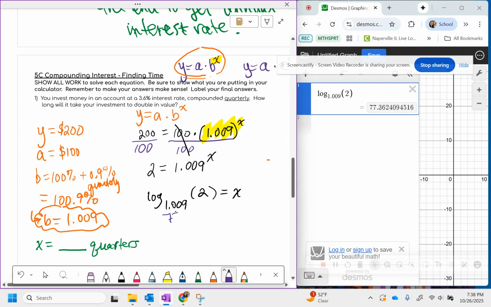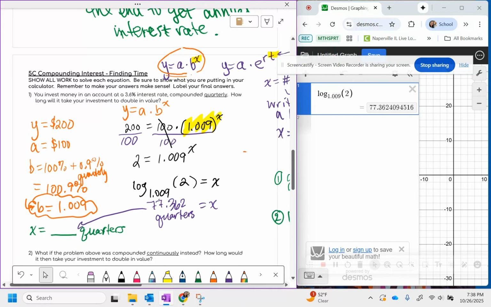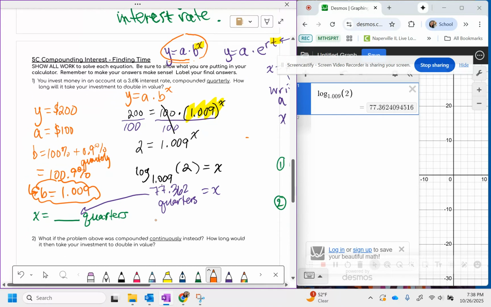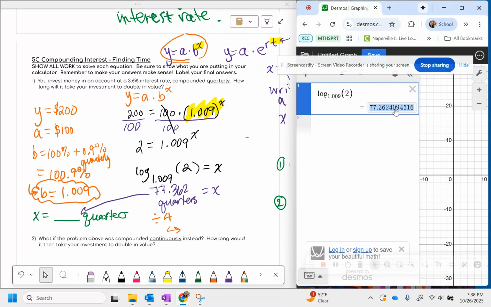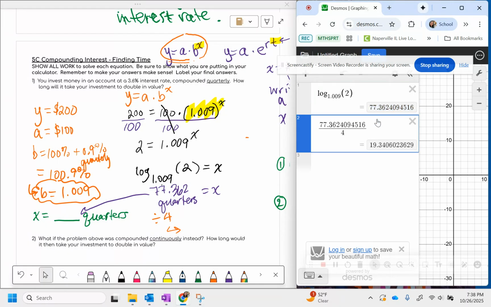So then I get 77.362. Remember, that is a number of quarters for my x. And so then to figure out how many years that is, there are 4 quarters in a year. And so then I will divide that by 4 to get my number of years. Again, I don't like to round until the end, so I will just copy, Control-C, Control-V, and divide by 4. And I get 19.34 years.